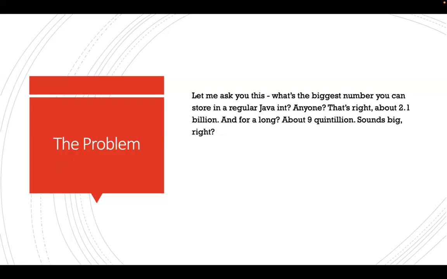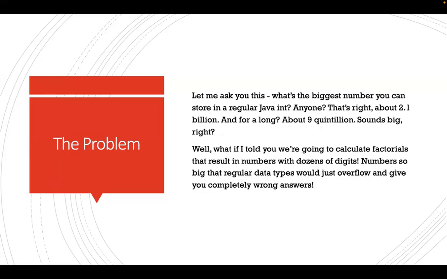Let me ask you this, what's the biggest number you can store in a regular Java int? Anyone? That's right, about 2.1 billion, and for a long, about 9 quintillion. Sounds big, right? Well, what if I told you we're going to calculate factorials that result in numbers with dozens of digits? Numbers so big that regular data types would just overflow and give you completely wrong answers.